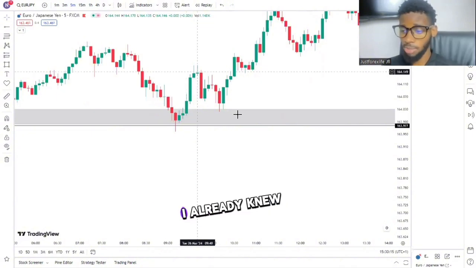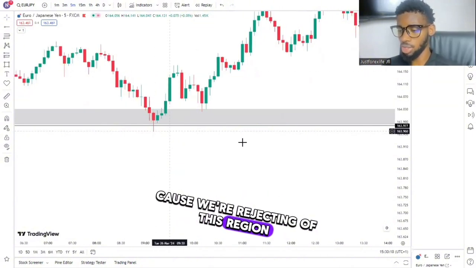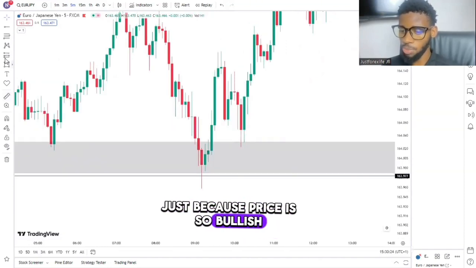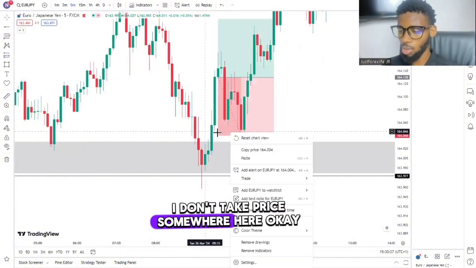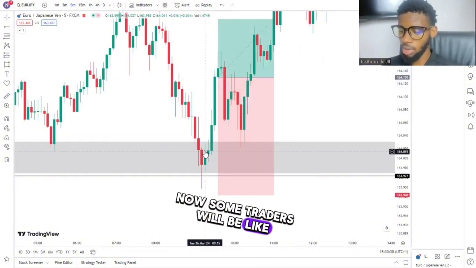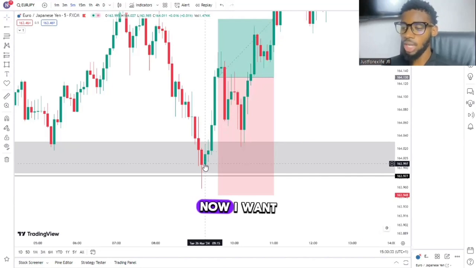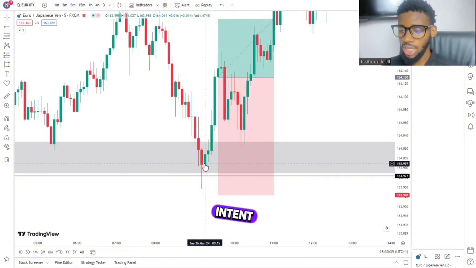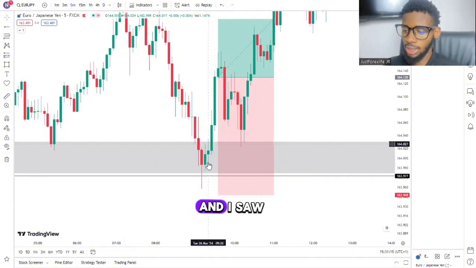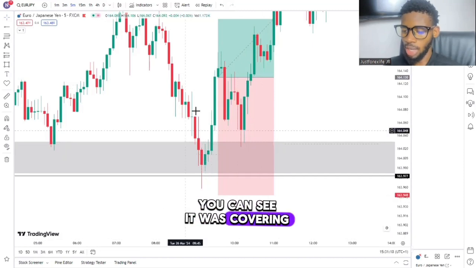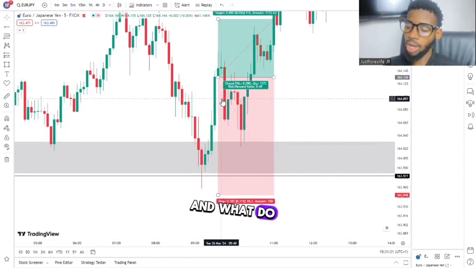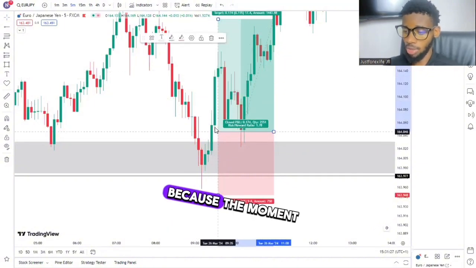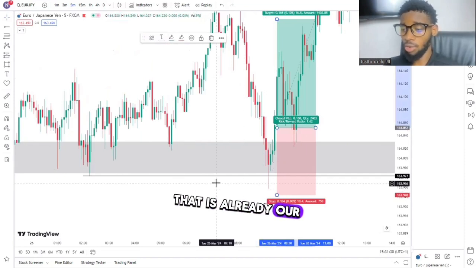And then we start seeing price rally to the upside. The moment I started seeing the rally, I already knew we're going bullish because we're rejecting off this region. And what do I like to do? I don't want to take price just because price is so bullish. Price is already rallying up. I don't want to take price somewhere here. Some traders, the moment they see this rejection, they take price here. Now, as much as price is rallying up, I still really need to see some bullish intent. And I saw this rally to the upside. You can see it was covering all the bearish candles. And what do I do at that point? I could take buys the moment I see this. I could take buys here, because the moment we see rejection of this low, that's already our confirmation.